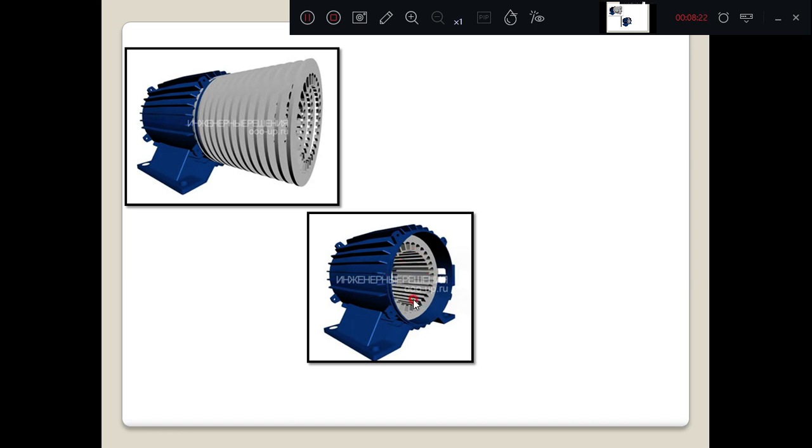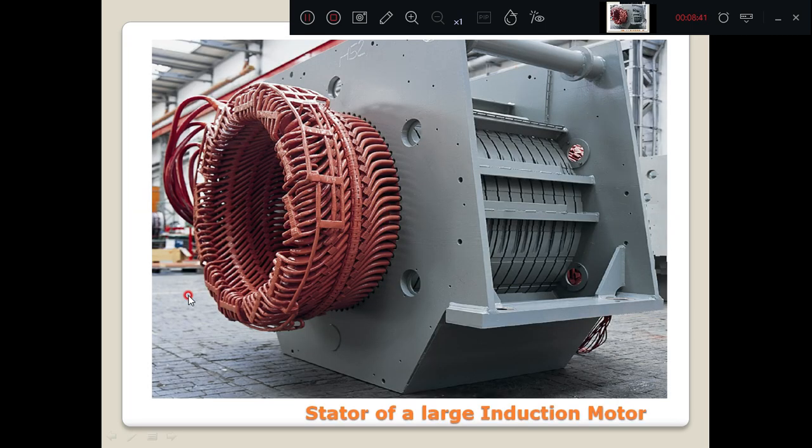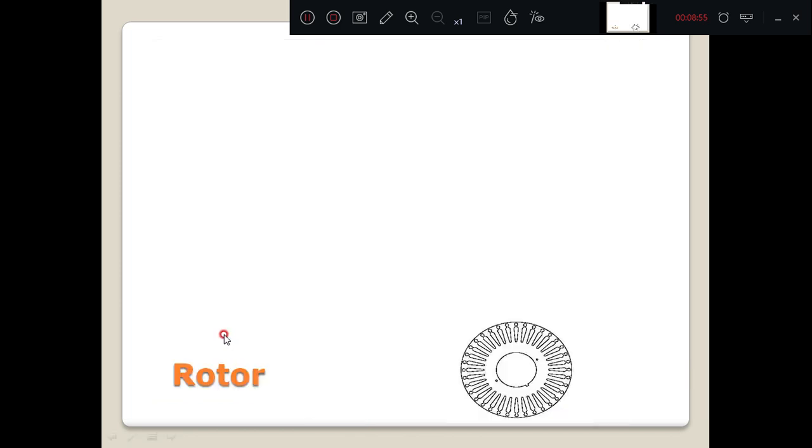We have got slots here. Then the three-phase winding is wound on these conductors. That is, the RYB winding is wound on this stator. This is the stator of a larger induction motor. You can see these are the conductors, and at the end these conductors are short circuited. I will explain the concept in the principle of operation.